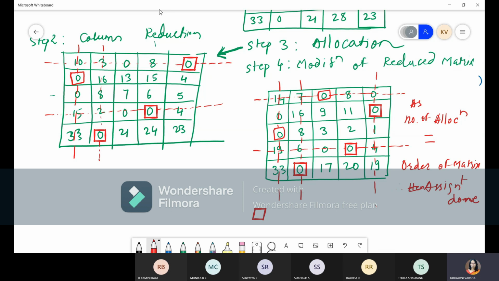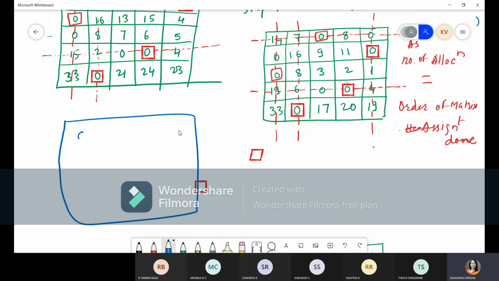And now we have to write down the final answer. So to write down the final answer, here this is C1, C2, C3, right? C1, C2, C3. This is A, B, C, D, E. So C1 is allotted to C. C2 is allotted to E. C3 is allotted to A. C4 is allotted to D. And C5 is allotted to B. And what are the costs for this?